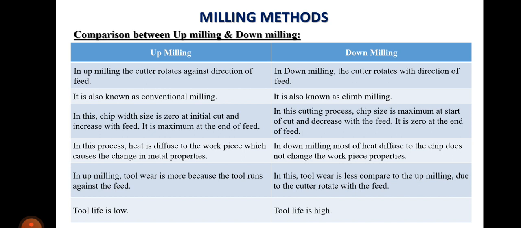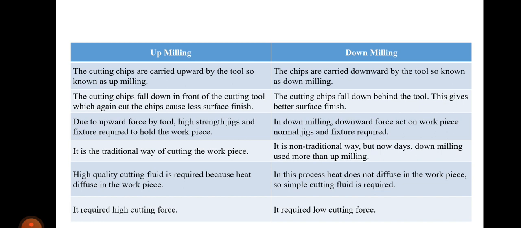In the up milling process, heat is diffused to the workpiece, which causes a change in metal property, and in down milling, most of the heat is carried by the chip and does not change the workpiece properties. In up milling, tool wear is more because the tool runs against the feed. In down milling, tool wear is less compared to up milling because the cutter rotates with the feed. So in up milling, tool life is low, and in down milling, tool life is high. The cutting chips are carried upward by the tool, so it is known as up milling. The chips are carried downward by the tool, so it is known as down milling.